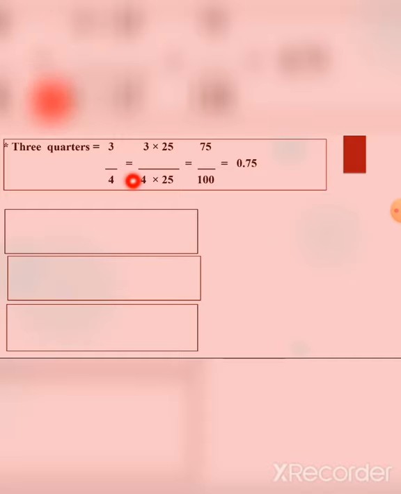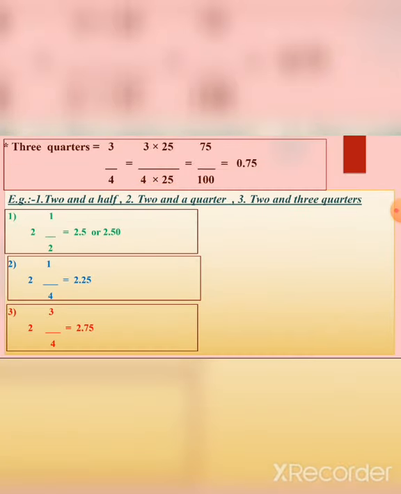3 upon 4 is equal to 3 multiplied by 25 upon 4 multiplied by 25 is equal to 75 upon 100 is equal to 0.75. Now take a new page and we will write the examples. Take a new page and write on the first line example.